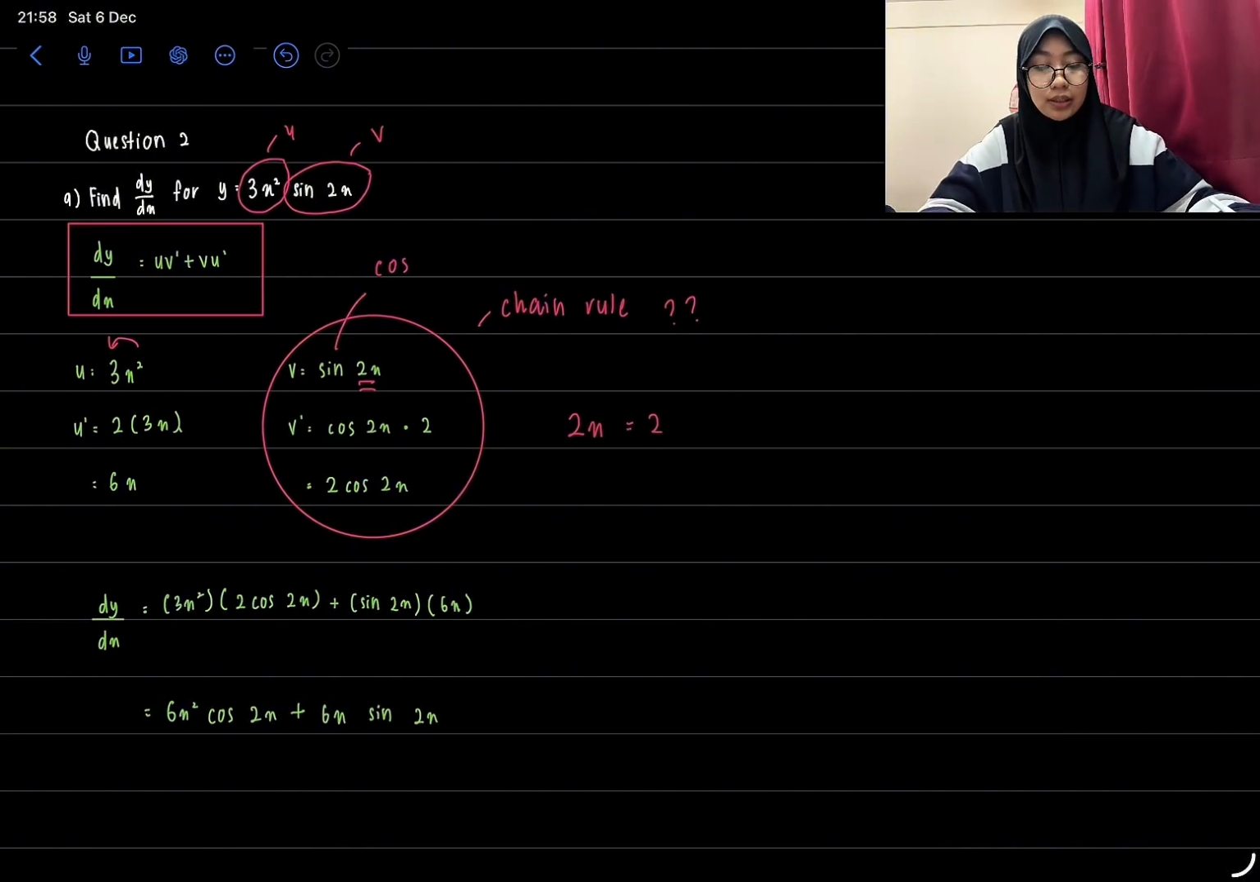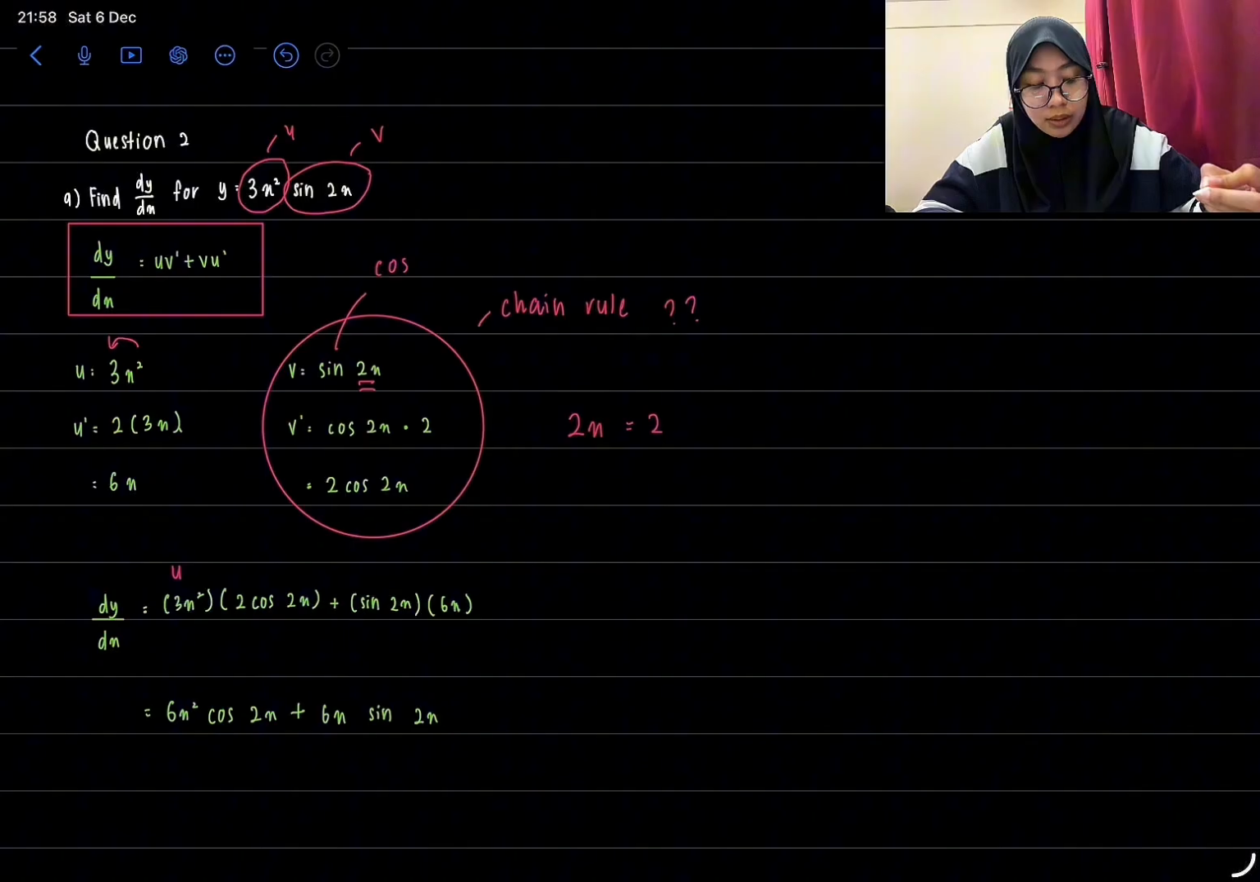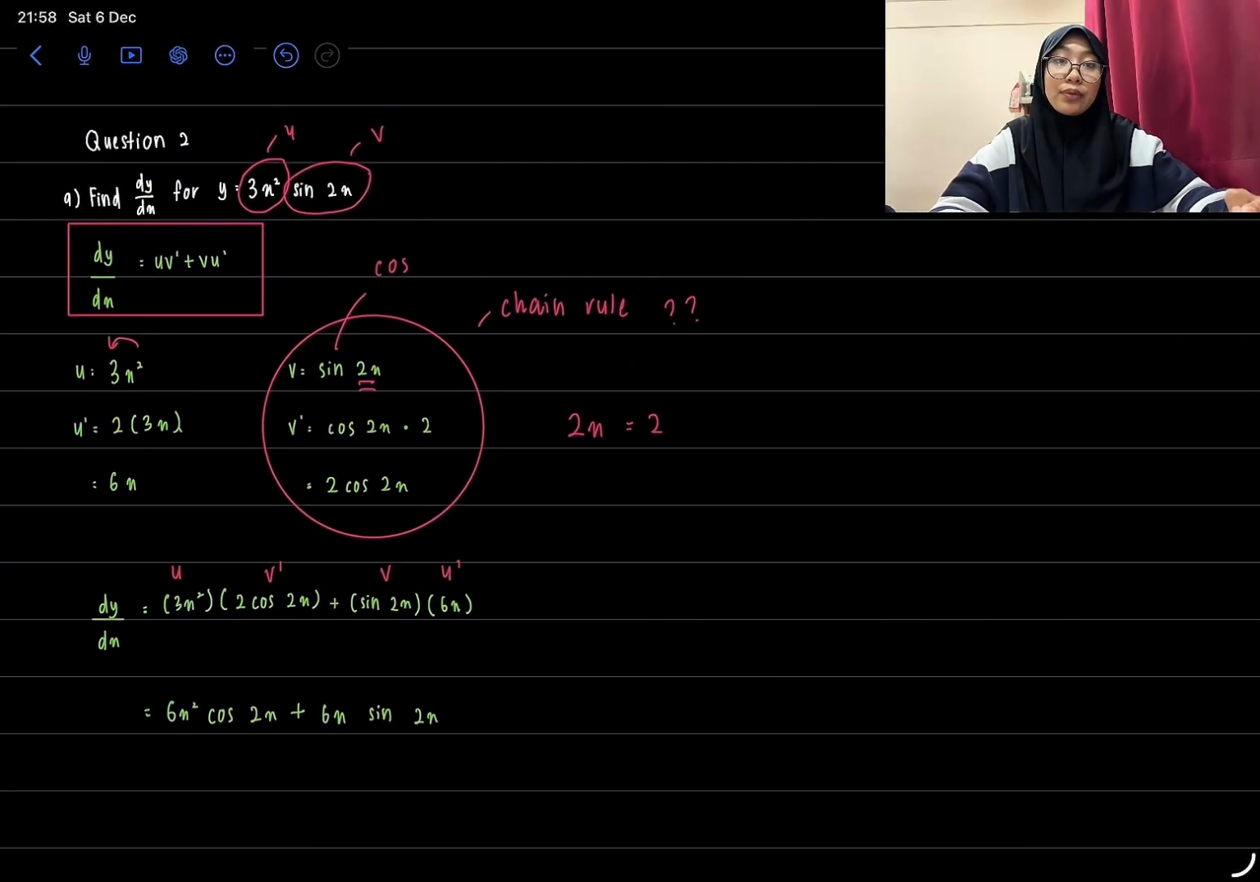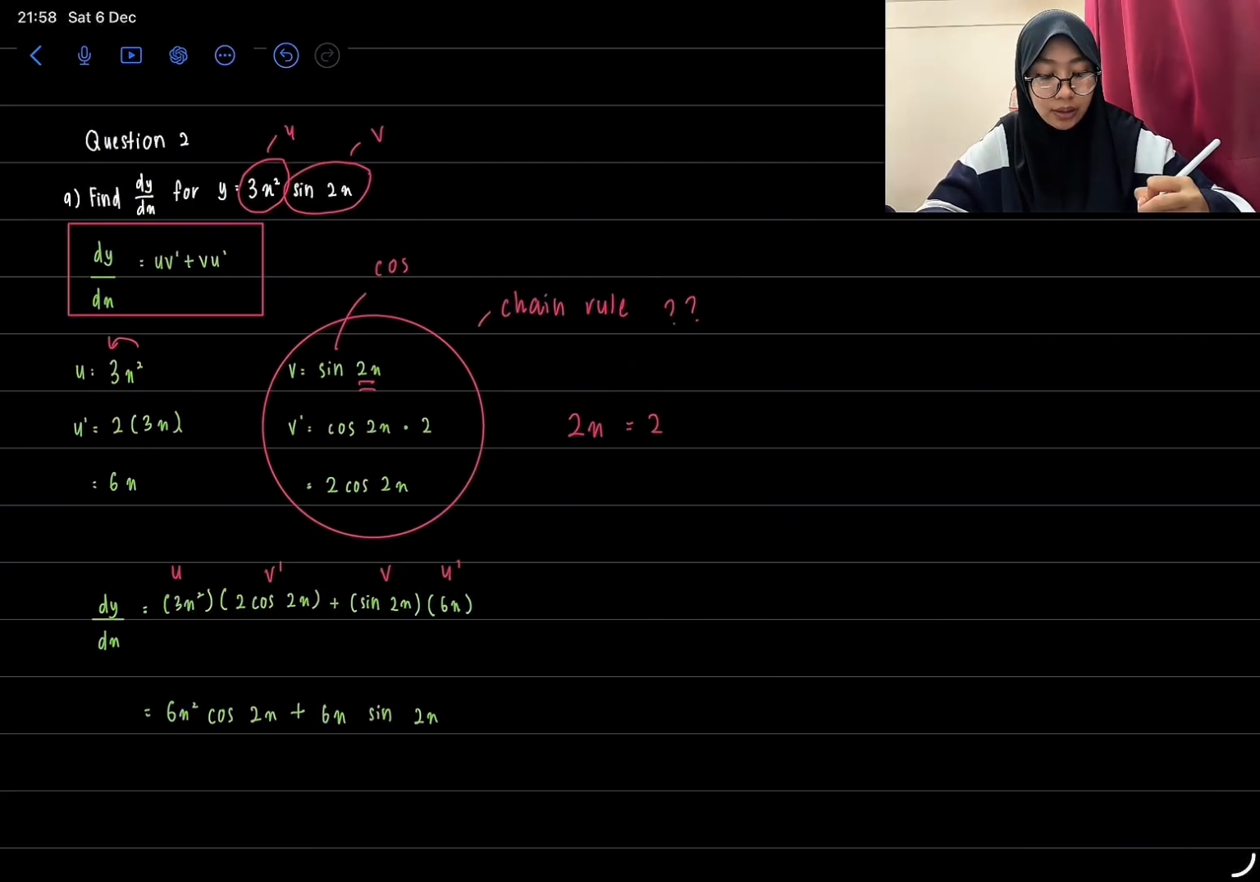And the last part is, we need to apply the formula. So dy over dx is equal to 3x squared, which is our u, multiplied with 2 cos 2x, v prime, plus sine 2x, v, multiplied with 6x, u prime. So the final answer is 6x squared cos 2x plus 6x sine 2x.